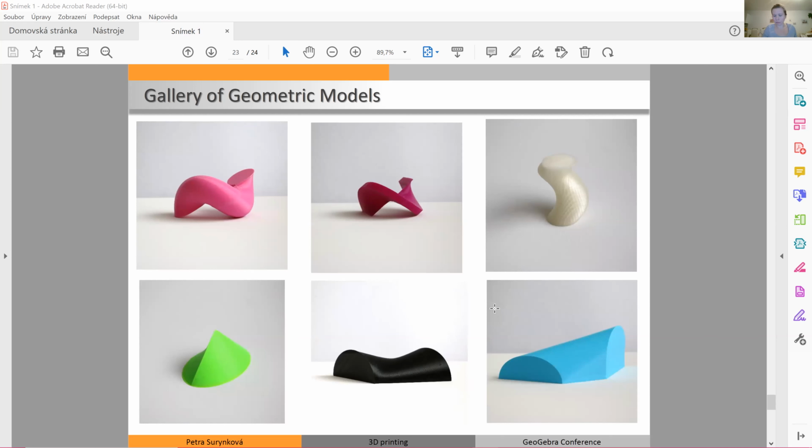Here you can see other models. It is also possible to model these in GeoGebra, because we have parametric equations for all of them. Actually, these are helical surfaces, and below you can see ruled surfaces. So we have a parametric equation, and if we are able to describe it with a mathematical equation, we can print it because we have a digital model.